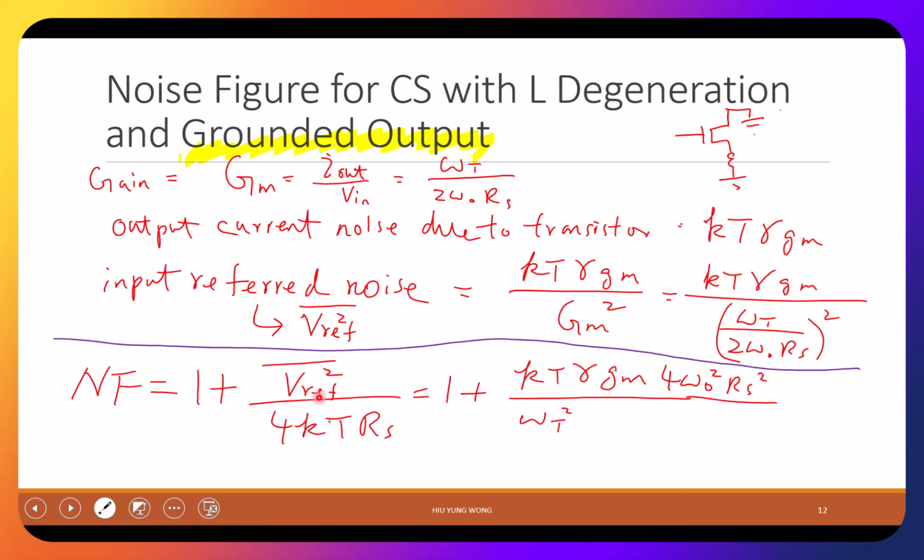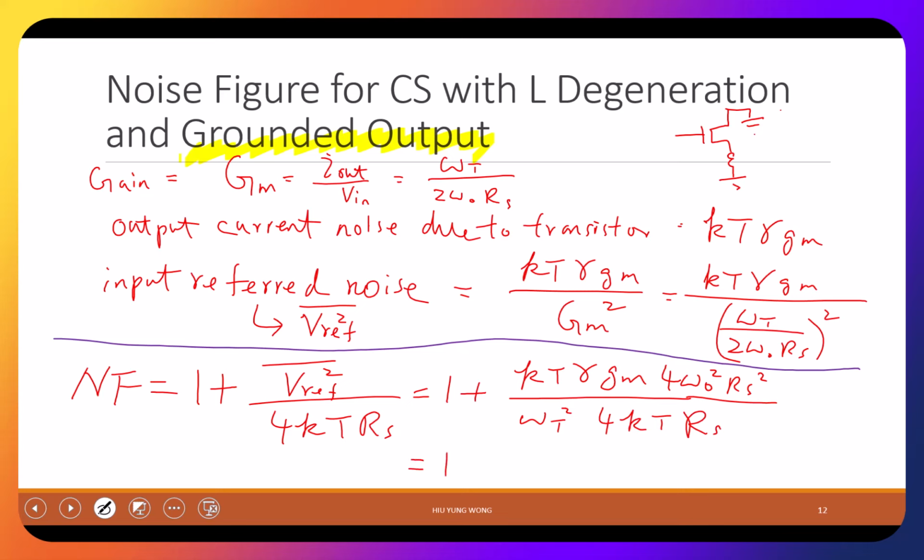Again, 4R ref square bar is 4 KT gamma GM divided by omega T square, further divided by this term, but now I put in denominator, numerator, it becomes 4 omega naught square R square. Make sense? And then I need to remember to put 4 KT RS.